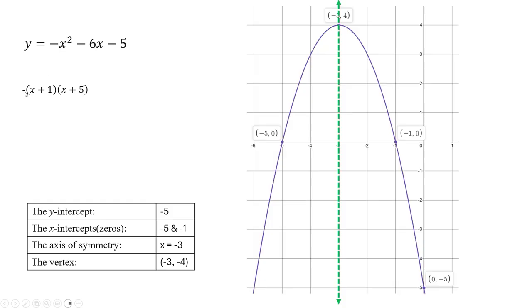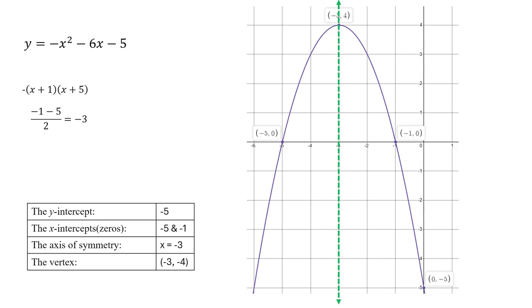So using negative 1 as a greatest common factor, we can refactor this and get rid of the negative in front of the x squared. And then we're left with positive 1 and positive 5, which makes our x-intercepts negative 1 and negative 5. We add our x-intercepts together and divide by 2. That will give us negative 3. That's our axis of symmetry.